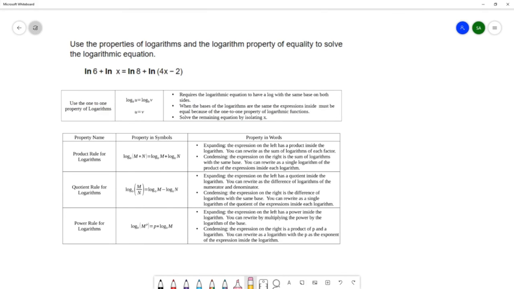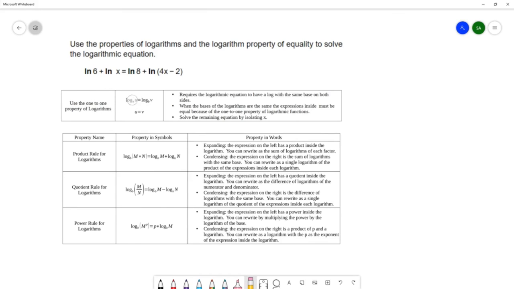So first it says that we're going to use properties of logarithms as well as the property of equality to solve this equation. So first I want to take a look at the property that we're going to be using to solve, and that's the property of equality right here. Some sources call it the one-to-one property of logarithms.